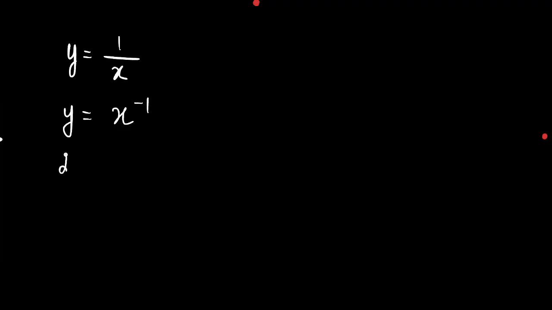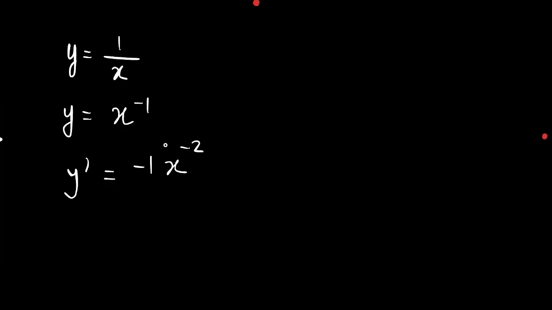Again, we can write this as dy dx. For the derivative, we can also simply write y prime to show that this is the derivative. But basically what we have to do is bring that negative 1 over here: negative 1 times x raised to the negative 1 minus 1, which is negative 2. And this is something we can further simplify, right? We can rewrite this in a clearer form, something looking more like this.